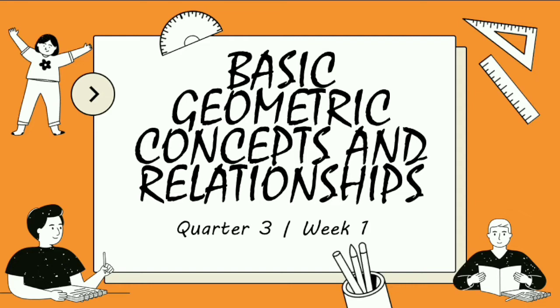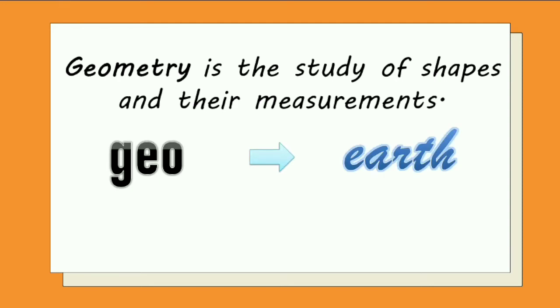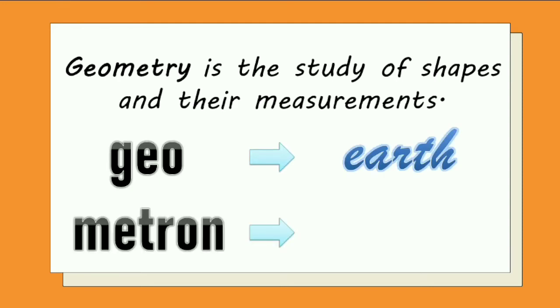Quarter 3, Week 1, Basic Geometric Concepts and Relationships. Geometry is the study of shapes and their measurements. It comes from two Greek words, geo, which means earth, and metron, which means measure. So, earth measure.